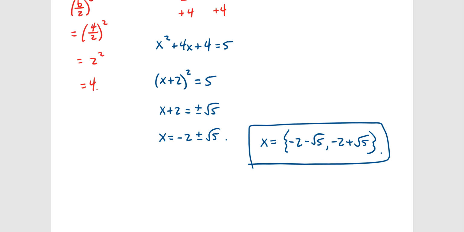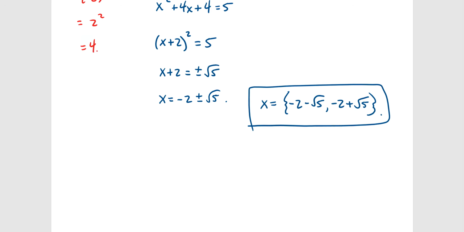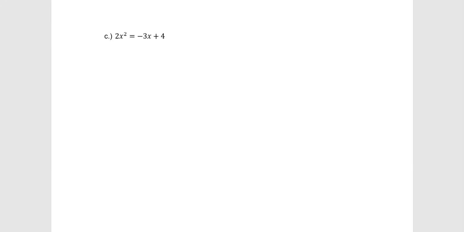And once again, recognize that the value that goes in these parentheses is the b over 2 value before we squared it. Okay, let's do one more of these. We have 2x squared equals negative 3x plus 4. So let's get the negative 3x on the left-hand side by adding it to both sides. So we get 2x squared plus 3x equals 4.